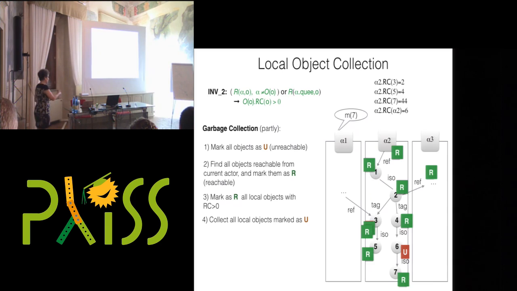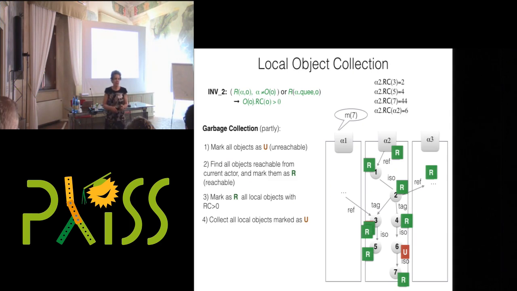If they don't have a reference count greater than 0, then we know that there is no other actor that has interest in the object, and there is no other actor that contains the object in their queue. Yes? Is object 6 reachable? Or object 6 is not reachable. Sorry, 7, yeah. Object 7 is reachable from the message. Okay, thank you for asking.